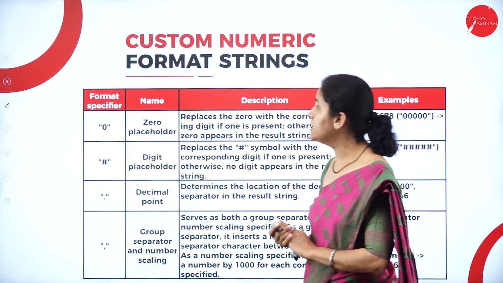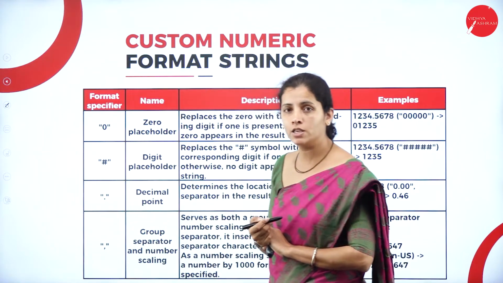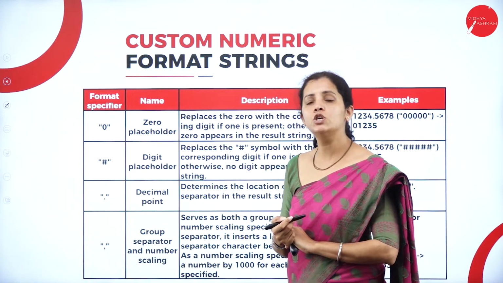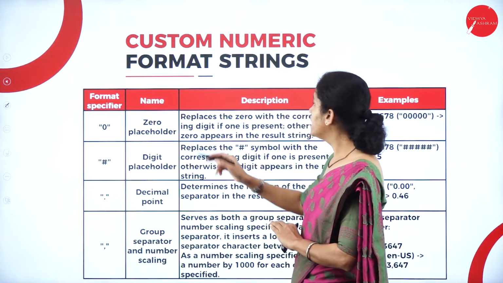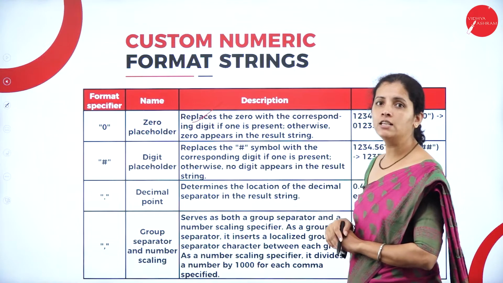So dear student, at the beginning I have the format specifier, that is 0. Okay, that's nothing but the 0 placeholder. Okay, replace the 0 with the corresponding digit.